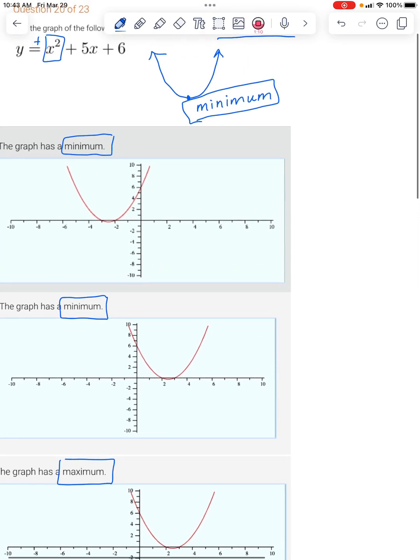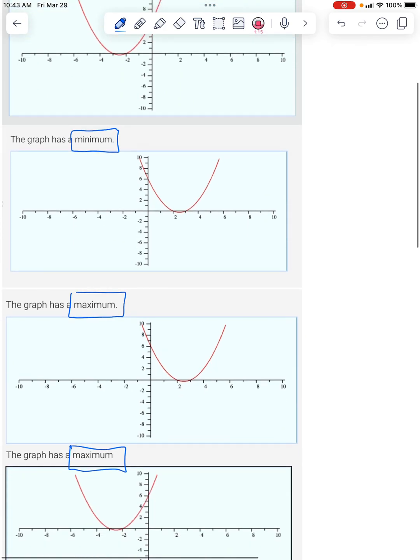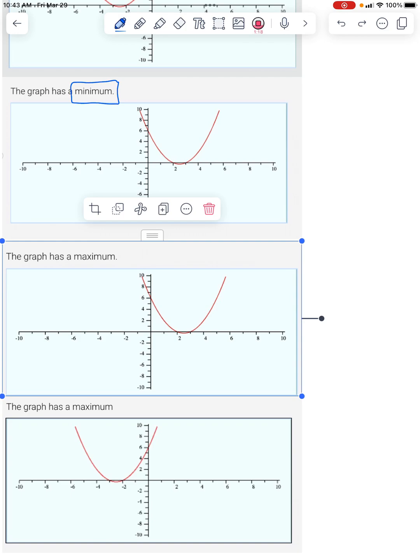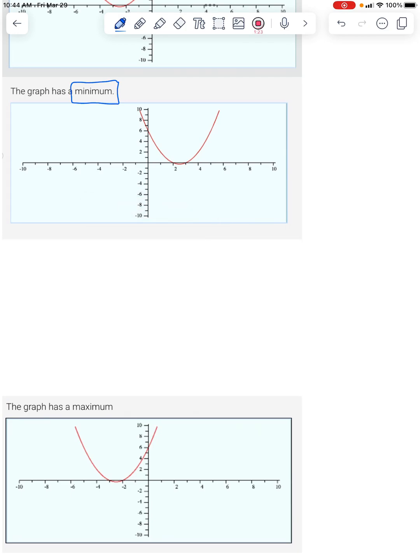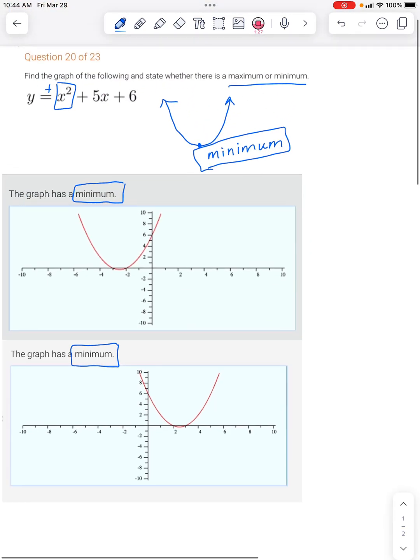Well, since we've already established that the graph will have a minimum, we are going to omit the last two graphs here. So let me get rid of those boxes so they don't stick. I'm just going to go ahead and omit these, delete them out of there, and that way they won't be in our way. So we're looking at one of these two graphs.